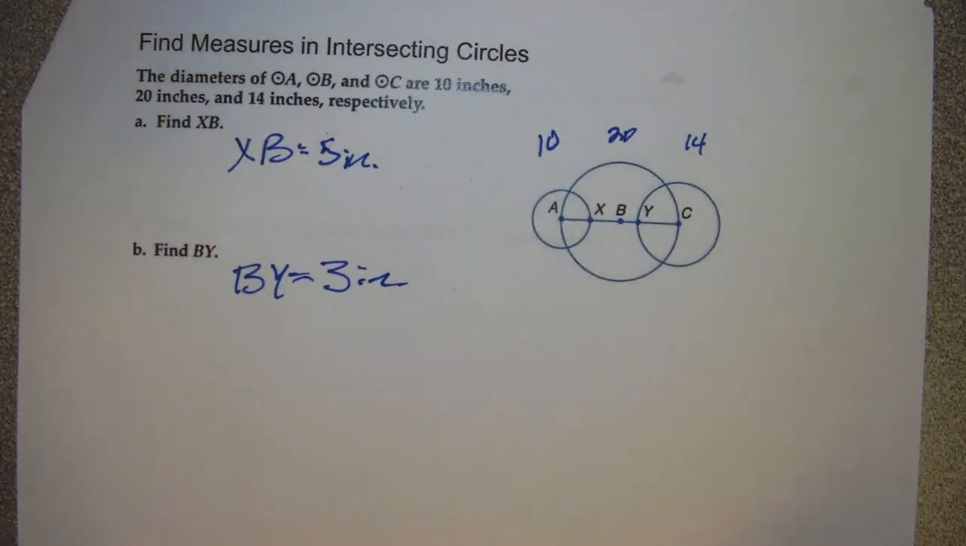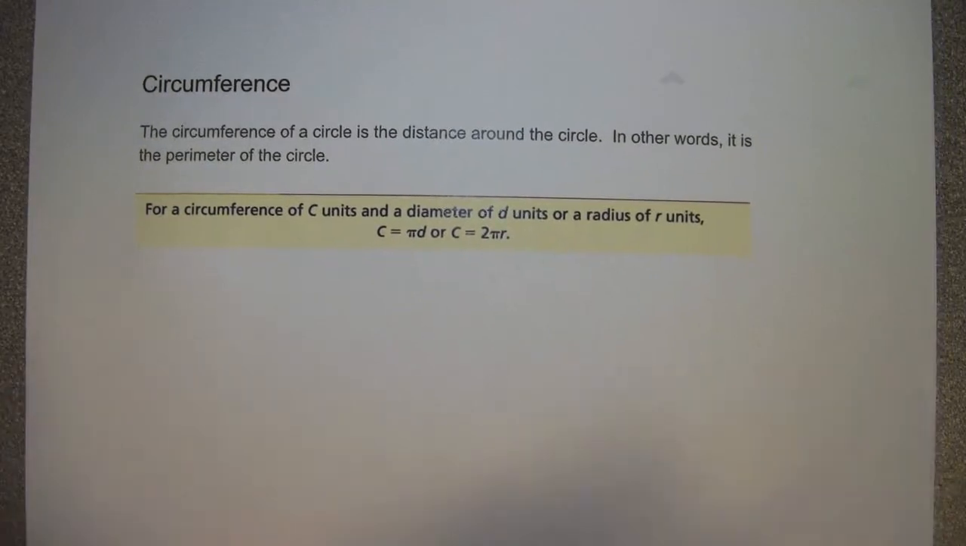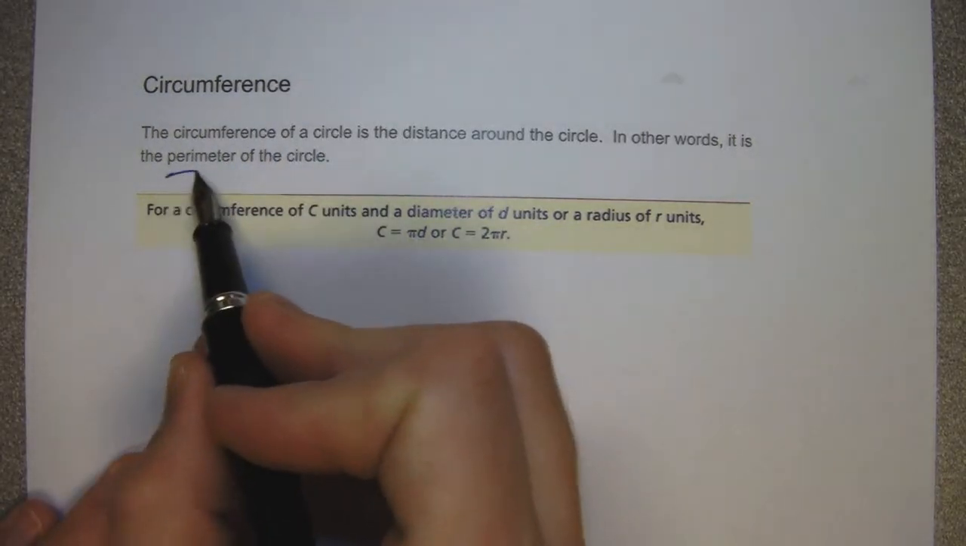Well, if we can find those kinds of measurements, then let's see if we can ramp it up a bit. Let's talk about circumference. All right. Circumference is not the name of a knight. Circumference is simply the distance around a circle. In other words, it's the perimeter of the circle.